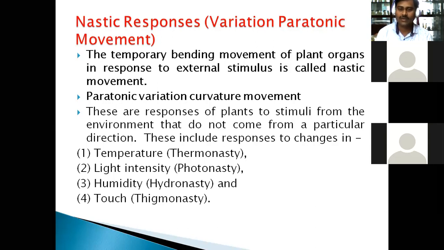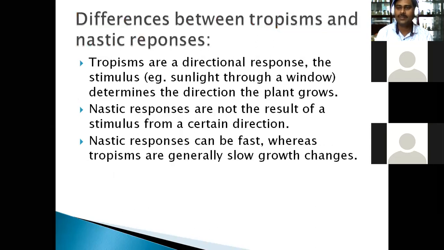Firstly we have to know what is meant by tropism and Nastic movement. Tropism, which we have seen in the case of growth movement, is a directional movement, towards a particular light, or towards a chemical, or towards the direction of earth. So it shows movement towards a specific external stimulus. For example, sunlight through a window determines the direction of plant growth.